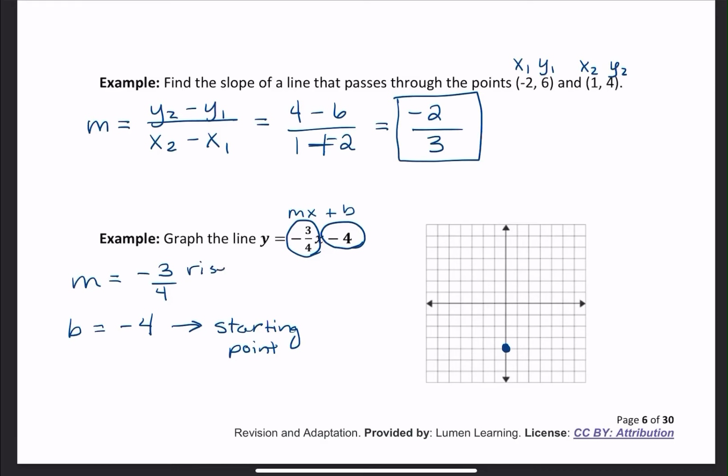I'm going to rise, or in this case, I'm going to fall because it's a -3 and run 4. So I'm going to fall 3 and run in the positive direction 4. That gives me my -3/4. Now, if you were going to go up 3, you would have to go in the negative direction 4 to get the -3/4. So this would be +3, -4. Either way, it puts you on the line. So that gives you the line that passes through -4 and has a slope of -3/4.